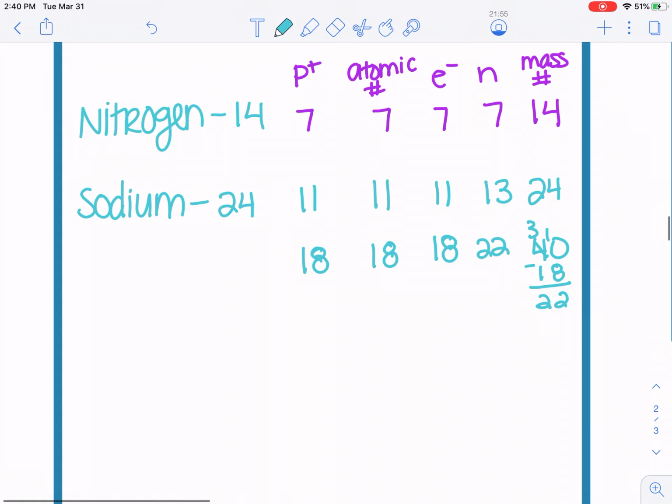The last piece of information we need is what type of atom is this? Well, the type is always determined by the atomic number. So on my periodic table, I look up number 18, which is argon.